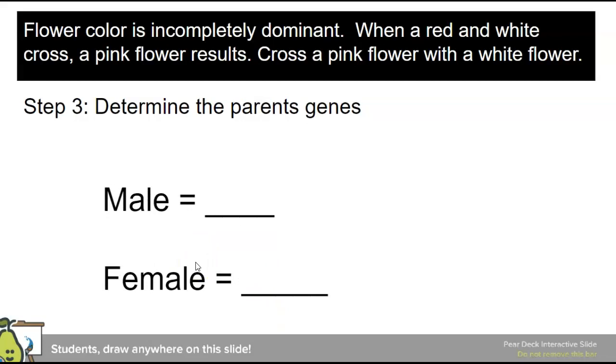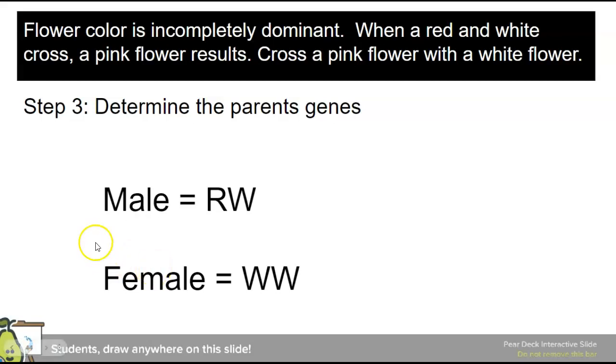So the next thing we have to do is determine the parent genotypes. So go ahead, pink flower, white flower. I don't care which is male, which is female, parent one, parent two. One of them is going to be pink, one of them is going to be white. So the pink one's going to be RW because that's the blend, and then the white one's going to be WW.